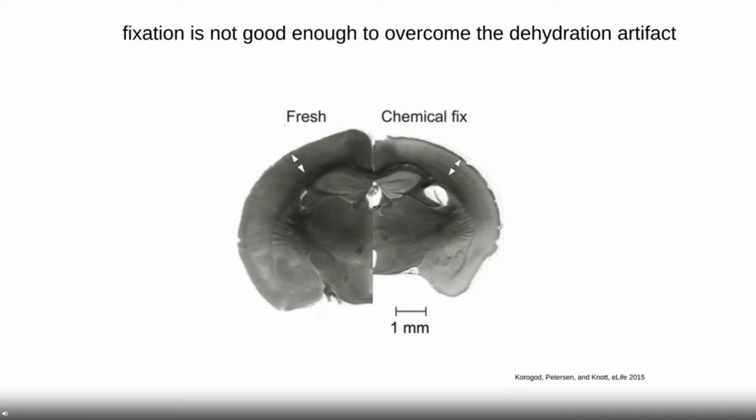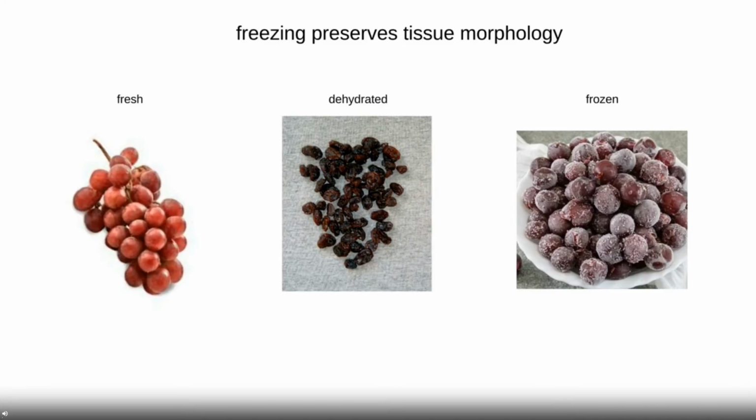And so this is still not good enough, right? And so what you want to do is to be able to retain tissues in their original morphology. And so the only way to get around this is basically to freeze those tissues so that we can actually keep them in the original form.